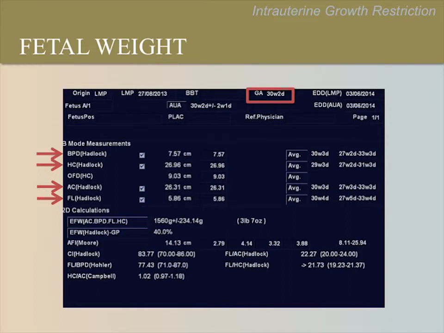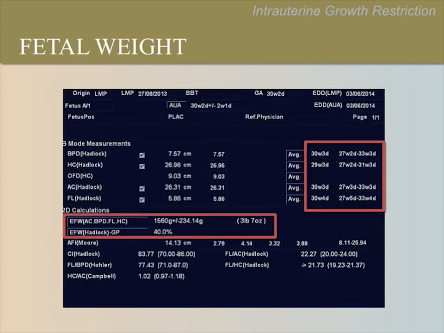The red arrows on the left indicate the measurements in centimeters taken by the sonographer for biparietal diameter, head circumference, abdominal circumference, and femur length. Next, we see how the ultrasound machine assigns an estimated gestational age to each of these measurements and an overall estimated fetal weight, or EFW, of 1,560 grams.